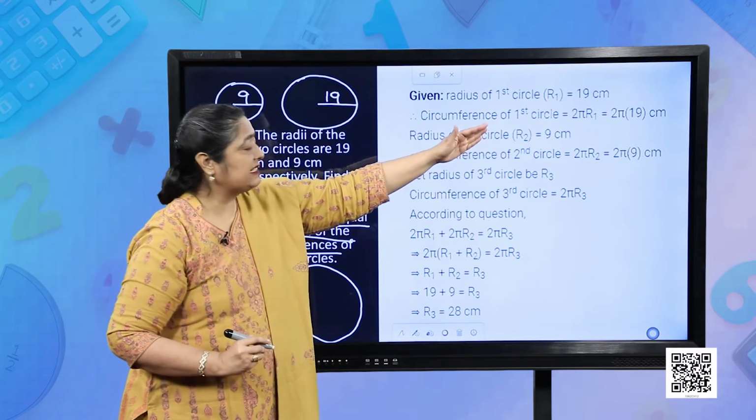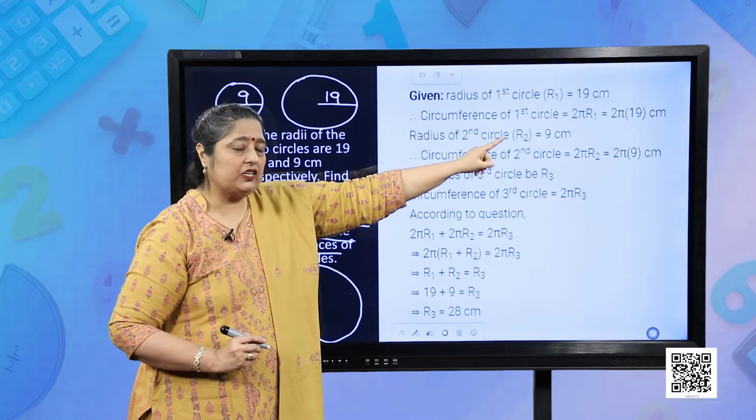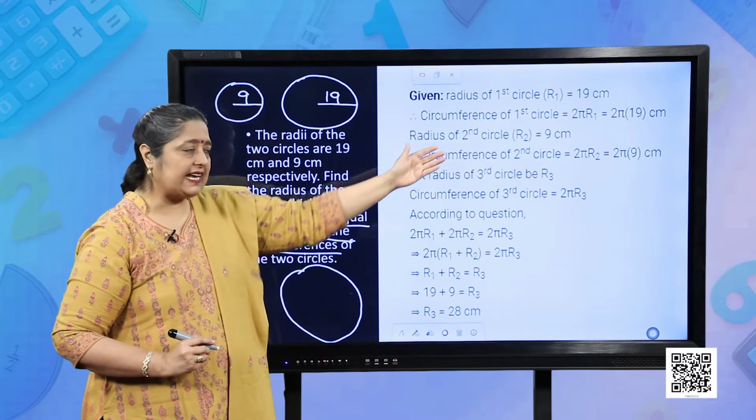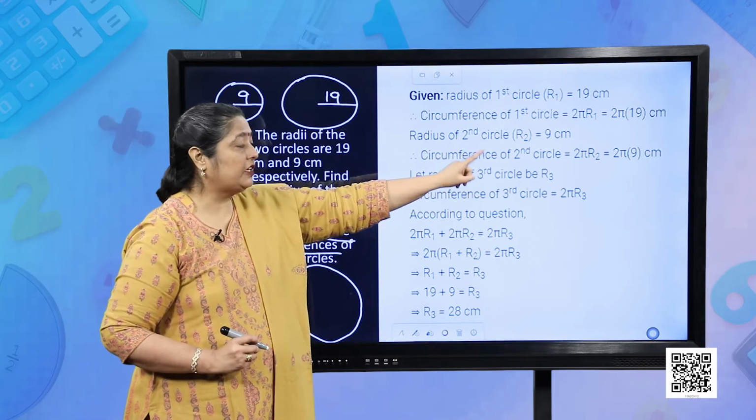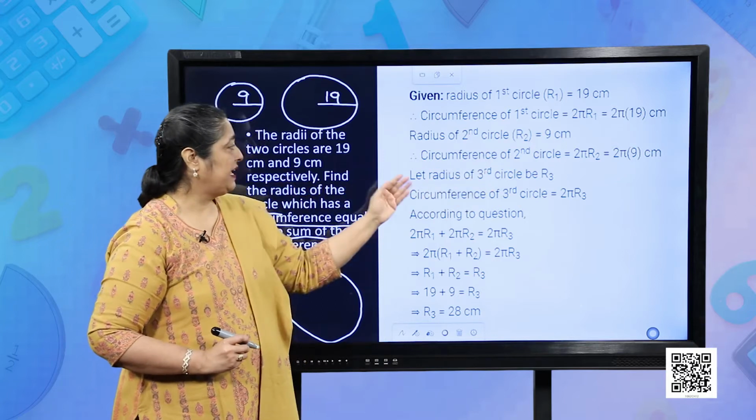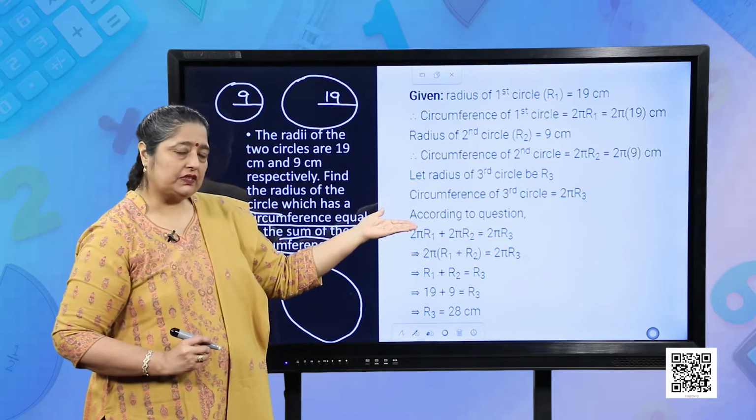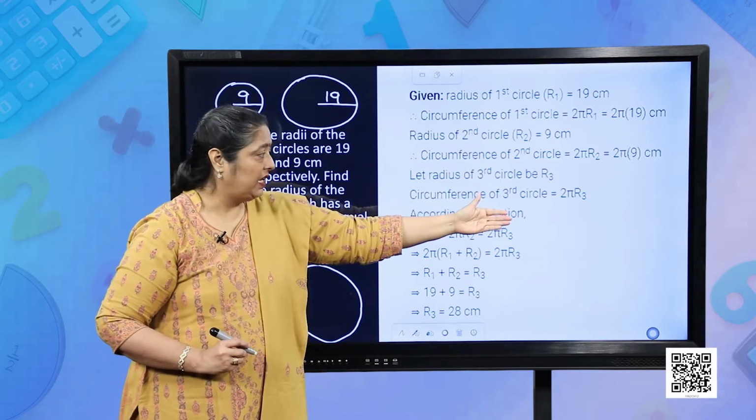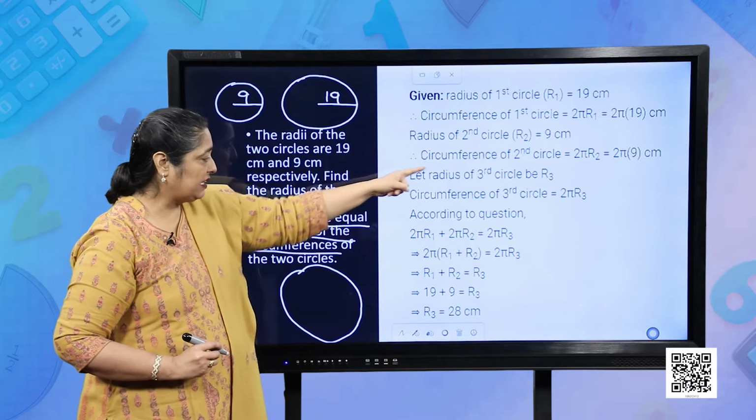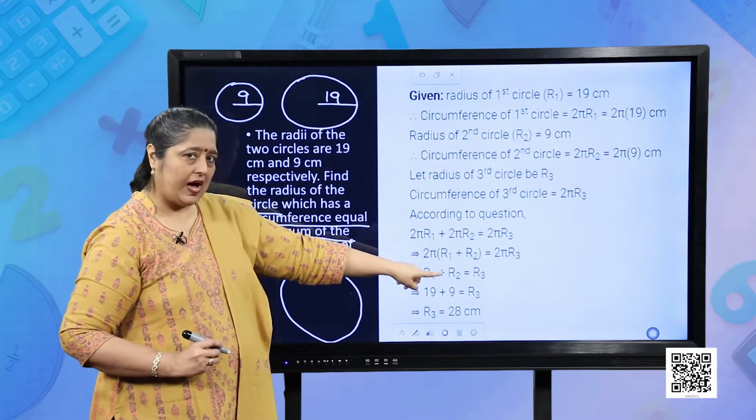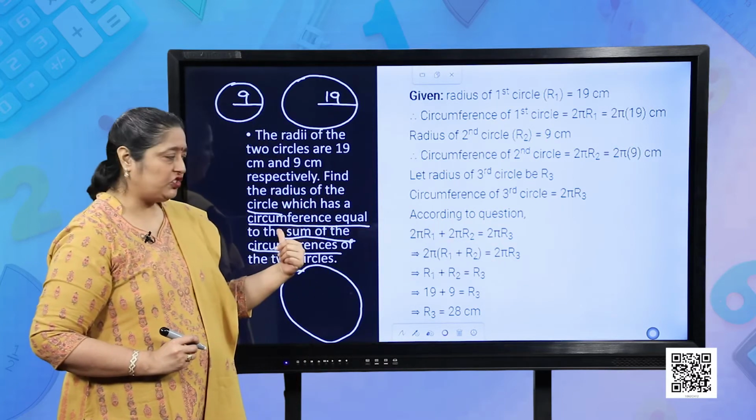So, this will be a circle wherein it has a circumference equal to the sum of these two circles. Radius of the first circle is 19 centimeter, circumference will be 2 pi r1. So, 2 pi into 19. Similarly, radius of the second circle is 9 centimeter, circumference of the second circle will be 2 pi r2, that is 2 pi into 9. Let the third circle have the radius as r3, then circumference of the third circle will be 2 pi r3. Substituting the values of circumference of first circle and the second circle, we have 2 pi r1 plus 2 pi r2 is equal to 2 pi r3. This is according to the question.